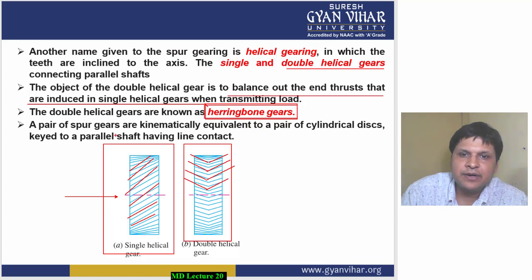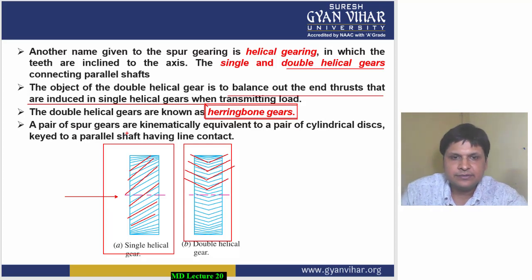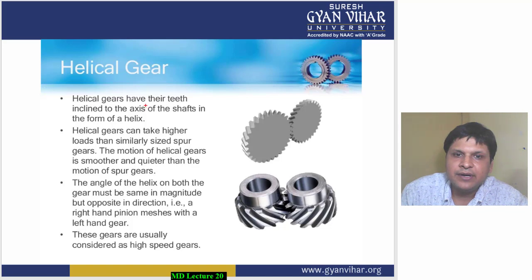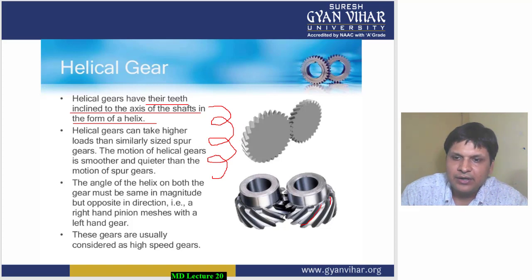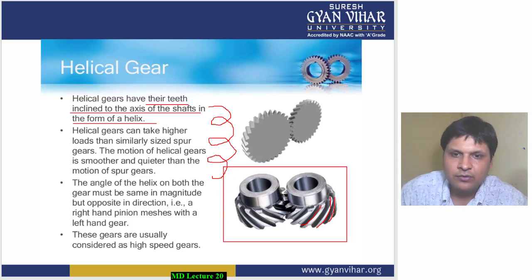All right, a pair of spur gears are kinematically equivalent to a pair of cylindrical discs keyed to parallel shafts having line contact. Moving further, students, helical gears, once again let me revise. Helical gears have their teeth inclined to the axis of the shaft in the form of a helix. In the form of a helix means this is known as a helical path. Here you can see the teeth are all inclined in the form of a helix. This is the actual diagram of a helical gear.